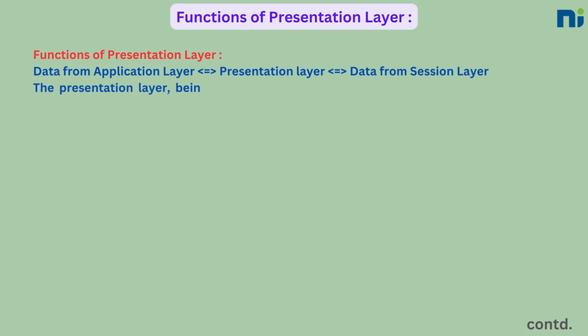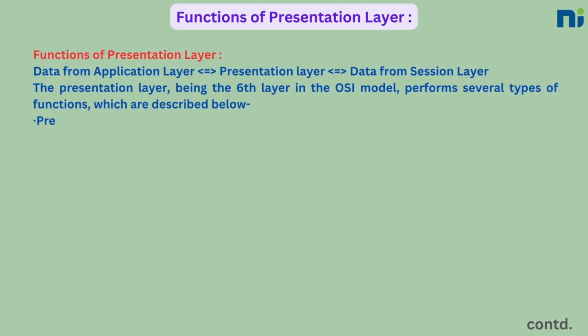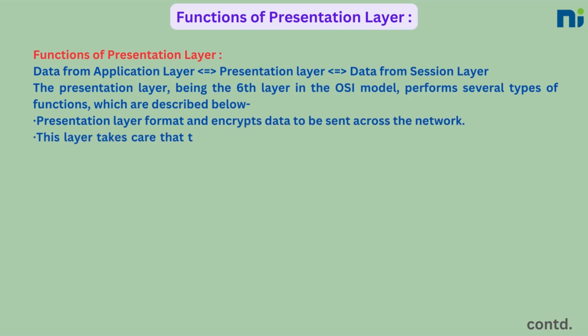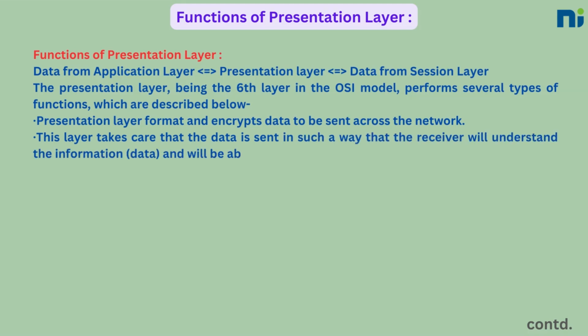The presentation layer, being the sixth layer in the OSI model, performs several types of functions, which are described below. Presentation layer formats and encrypts data to be sent across the network. This layer takes care that the data is sent in such a way that the receiver will understand the information, and will be able to use the data efficiently and effectively.